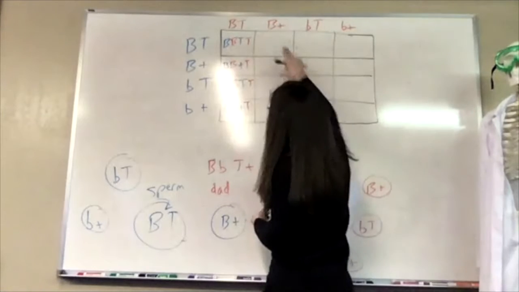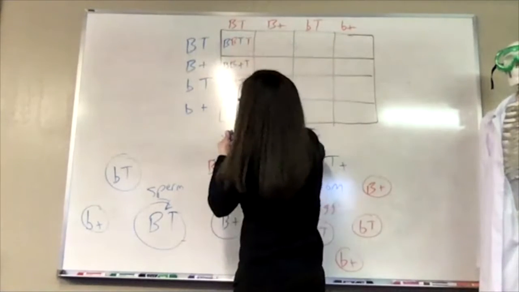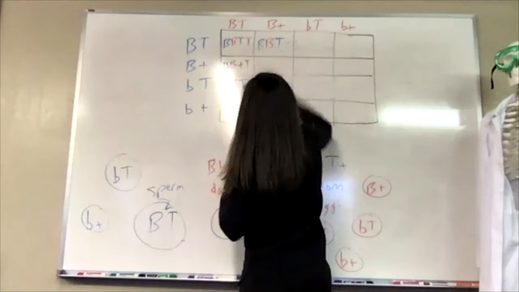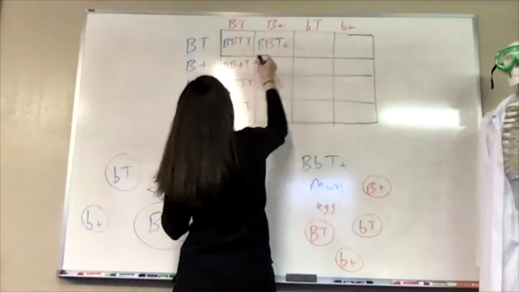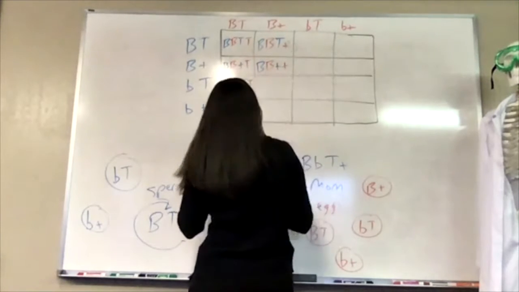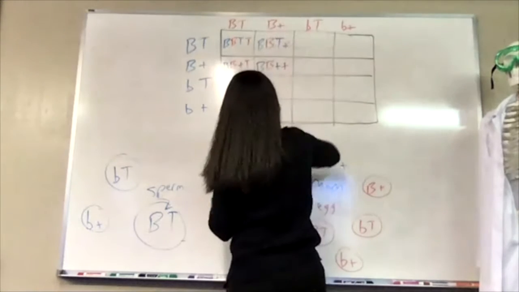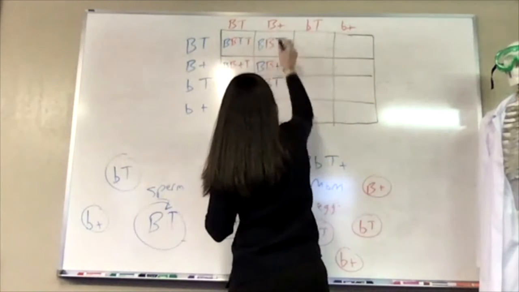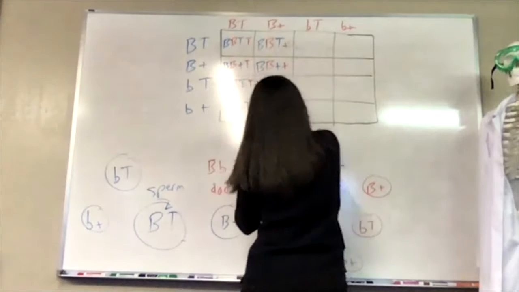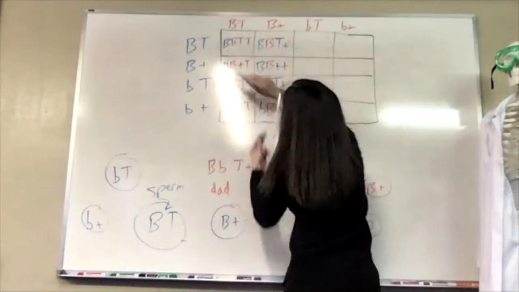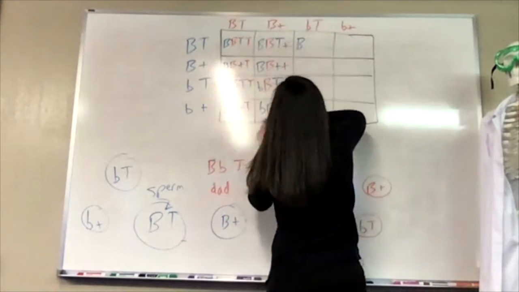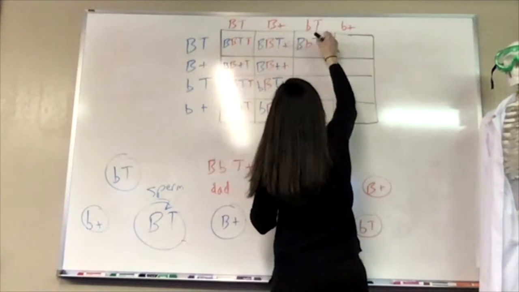Right. So for this one right here, we have this crossing with this. And so we have uppercase B from the dad, uppercase B from the mom, uppercase T from the dad, lowercase t from the mom. Uppercase B, lowercase t, lowercase t. Lowercase b from dad, uppercase B from mom, uppercase T from dad, lowercase t from mom. Going on to the third column, we have this crossing with that. So uppercase B from dad, lowercase b from mom, uppercase T from dad, uppercase T from mom.